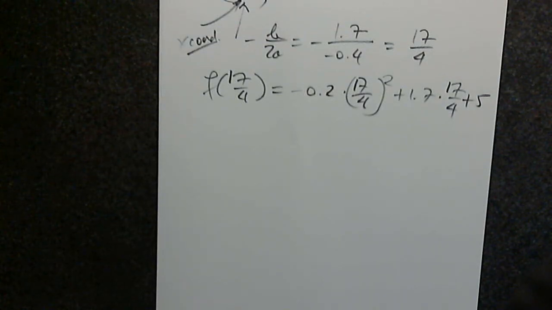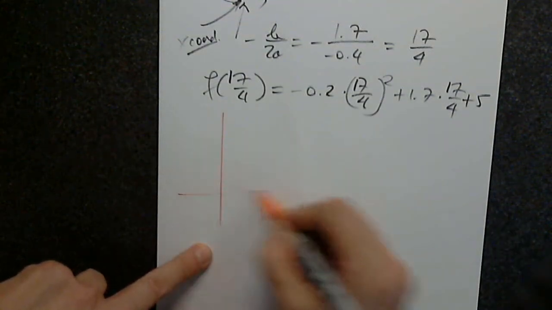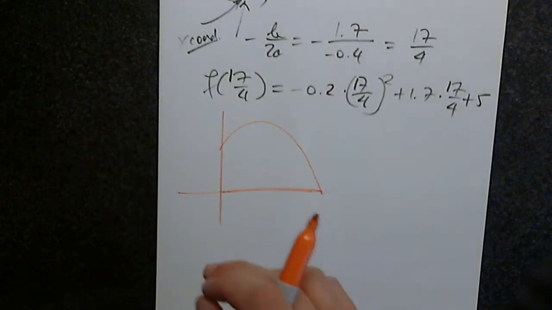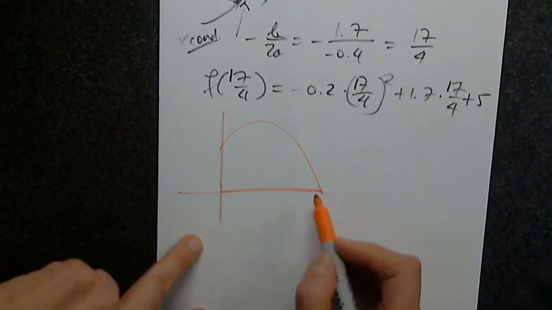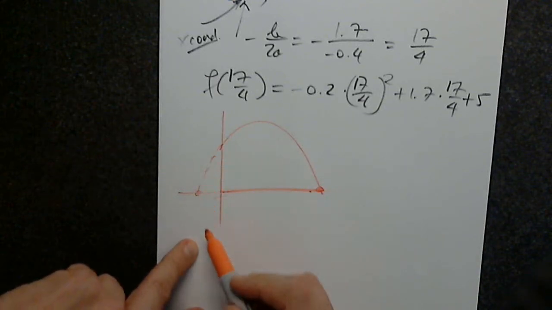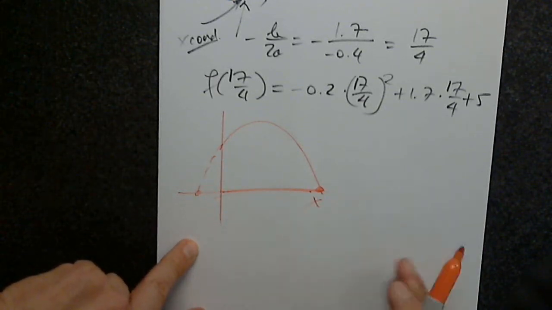I put in the function. Yes, of course. Negative 0.2 x squared plus 1.7 x plus 5. It's better someone checks what I put in. So now how far does it go? If you remember, I have to find the x-intercept. I don't care for the negative one, but I do care for the positive one.